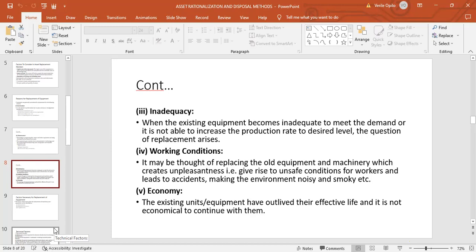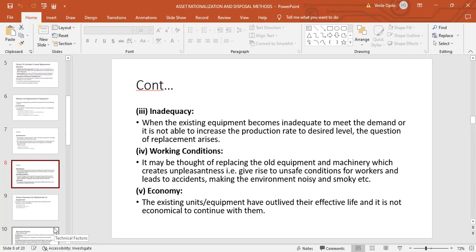Then we have the other factor, which is the working conditions. You also have to take into consideration the working conditions of that particular asset. You see that these assets, as they get older, they tend to be unsafe, especially due to wear and tear. They tend to be very unsafe and hazardous to the employees, which can lead to accidents. They tend to be a little bit noisy. They tend to produce a lot of smoke and a lot of pollution.